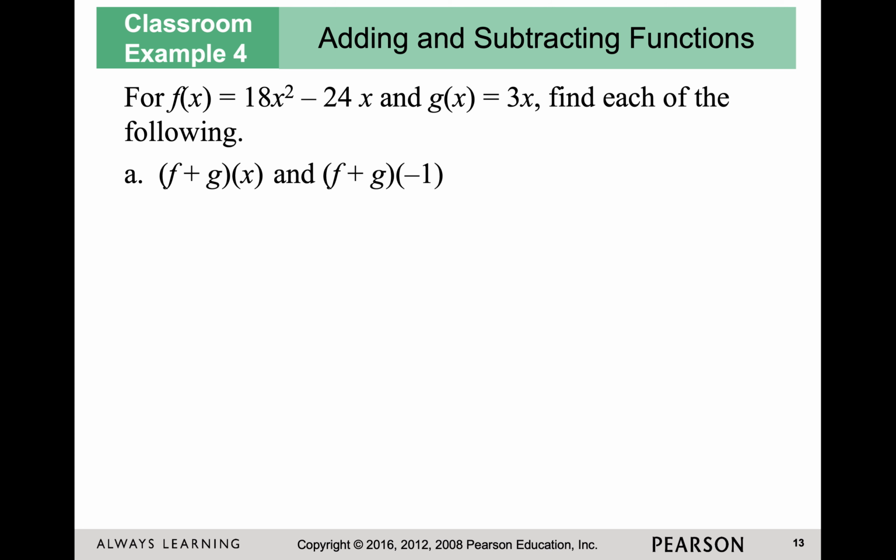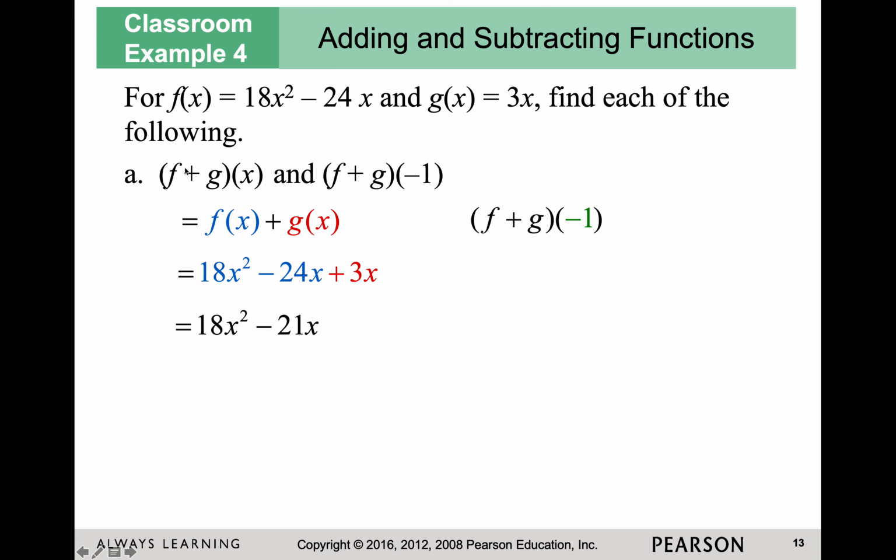In part A, in the first half, they're wanting me to add the two functions together. So I'm going to simply add them together and combine my like terms. In the second statement, what they're saying is to replace x with -1. There are two ways to do this. You could replace x with -1 in f, replace it in g, and then add them together. Or you could find f plus g like you did here, and then you plug -1 in.